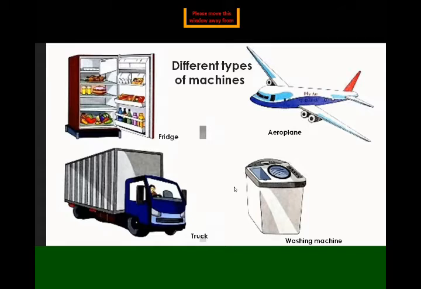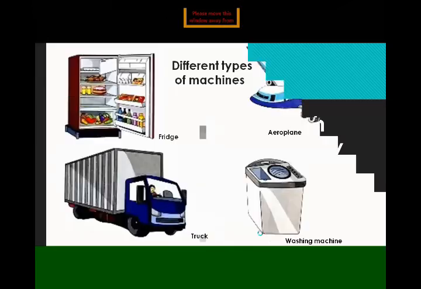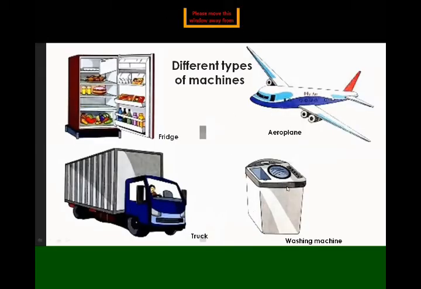These all are different types of machines. Now, what are machines? Machines are things which make our work easier. They are made by humans. So you have seen, all these things are made by humans and they all make our work easier.